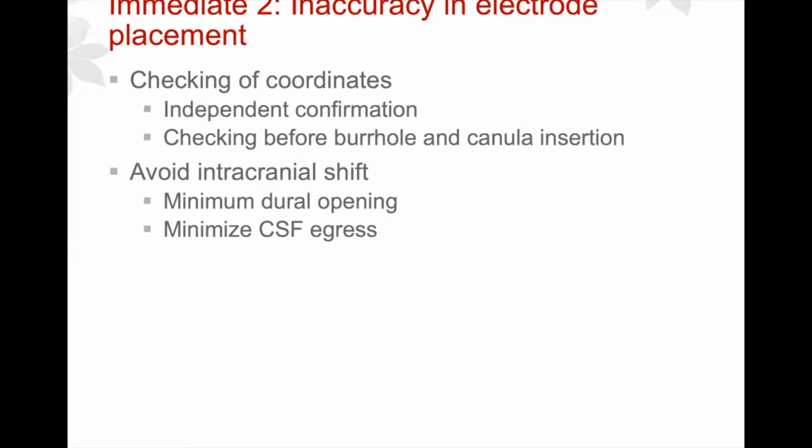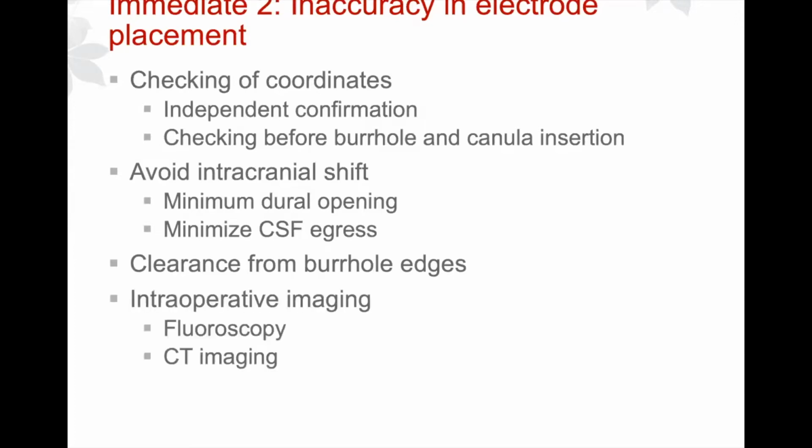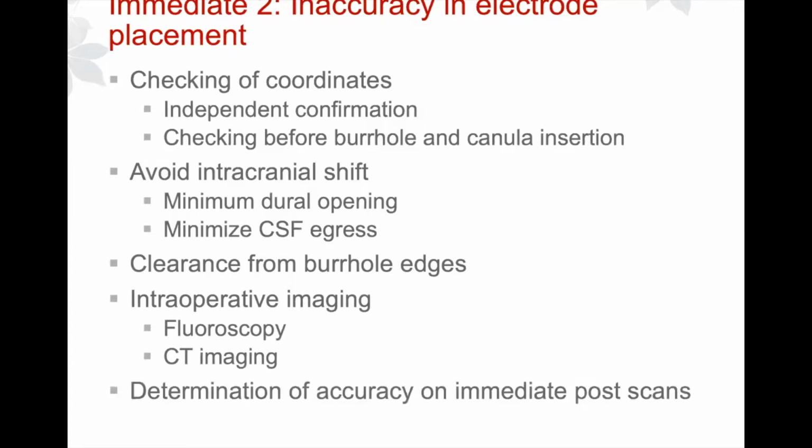And then during surgery, avoid intracranial shift by minimizing your dural opening, avoiding CSF egress, and then making sure that the trajectory and the cannula are cleared from any of the burr hole edges. You might have to undercut using the Kerrison punch, and use intraoperative imaging. Most of us use fluoroscopy, but a lot of centers are using intraoperative CT as well. And when we do MR-guided procedures, again, we are checking the accuracy with intraoperative imaging.